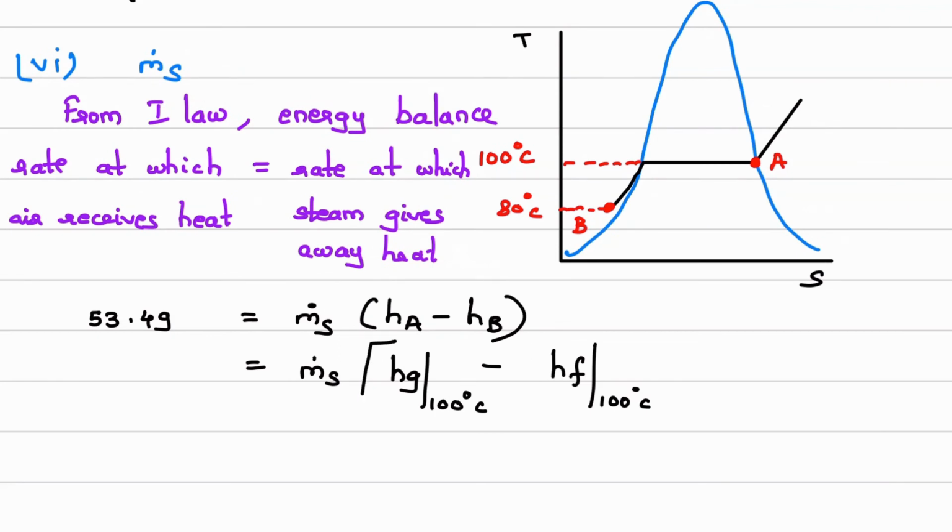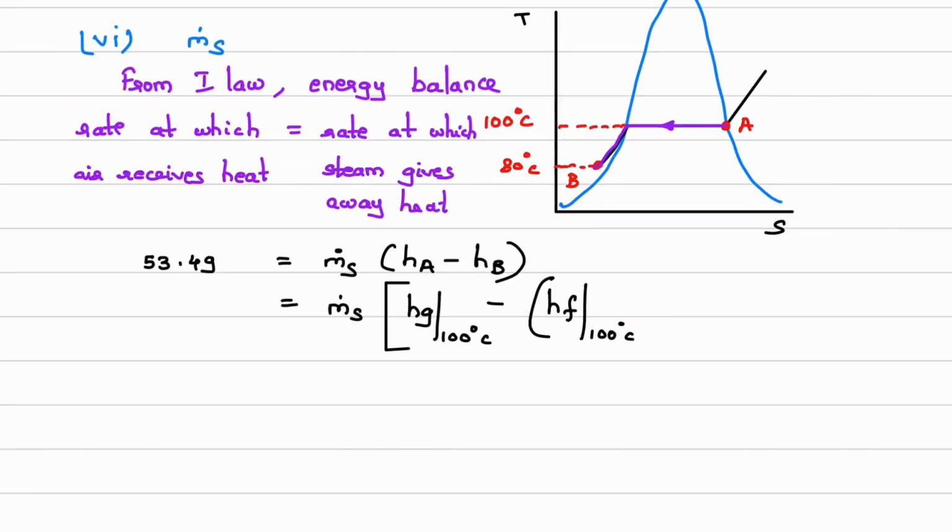So this part is in bracket and this is also in bracket: HF minus Cp of liquid in bracket Tsat minus T sub. Okay, so you have to write down this value.